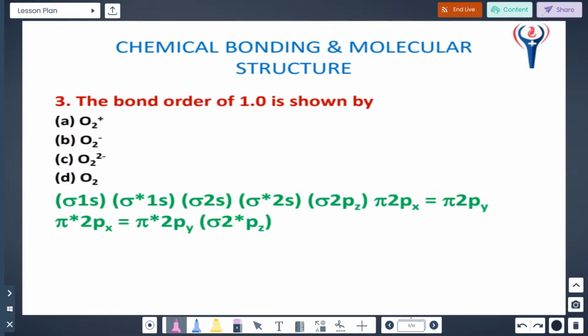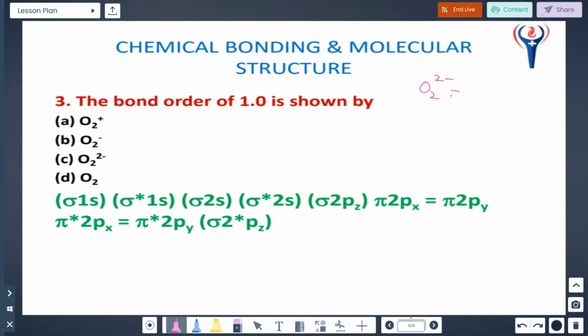This is also based on a molecular orbital question. The bond order of 1.0 is shown by, so they are asking which molecule has 1.0. So each and every molecule we have to find out. I am going to find out the correct one only. I am taking this molecule, O2 2 minus.